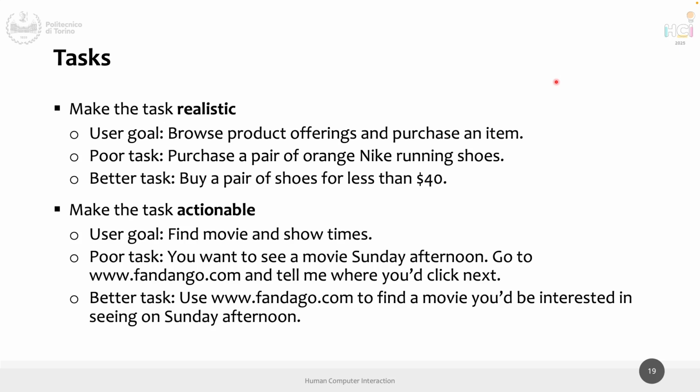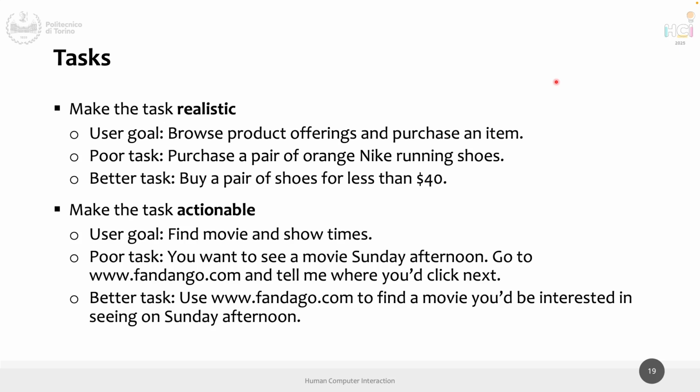Why is the other one better? First of all, you still have some freedom in selecting the shoes, but the particular thing is that you won't spend more than $40. So you can use some filtering or ordering, and you can observe the user maybe using this filtering, this ordering, or whether the user is just going to scroll down and look for one random pair of shoes that is less than $40. So that should be realistic.